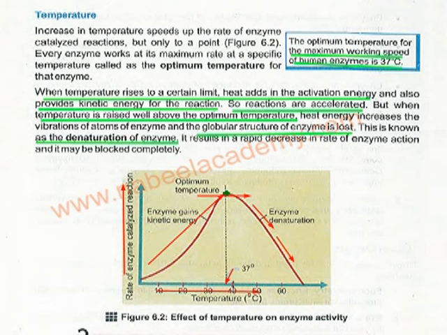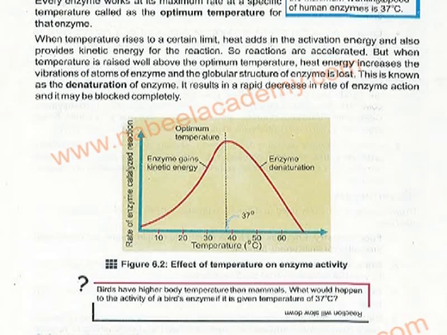Here, at 50 degrees centigrade, the enzyme action is less as compared to here. It results in a rapid decrease in the rate of enzyme action, and it may be blocked completely. Why? Because the globular structure is changed now and the reaction is blocked.